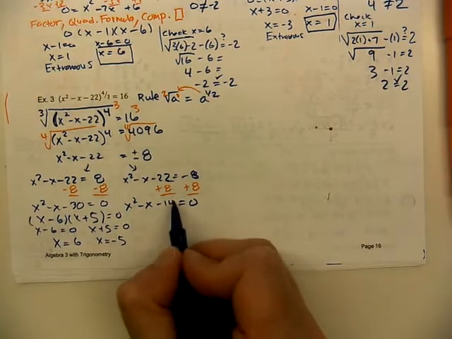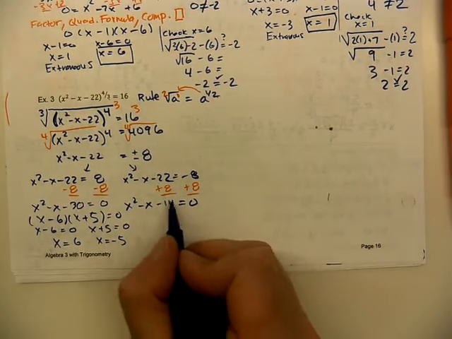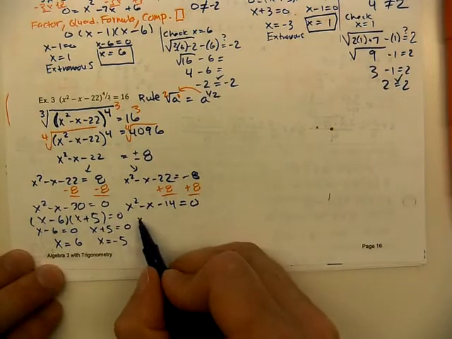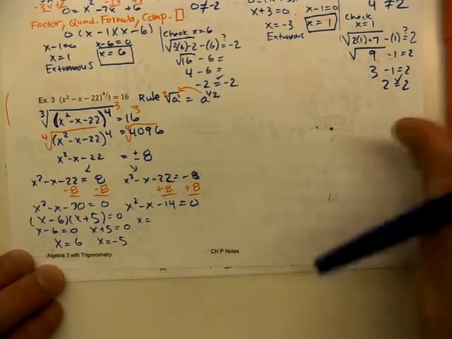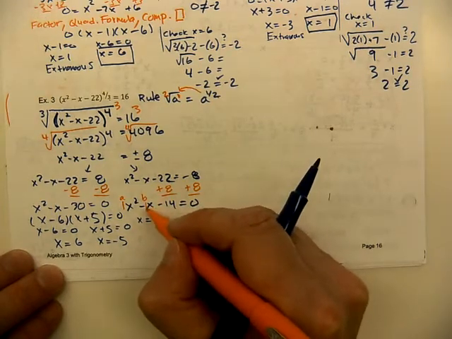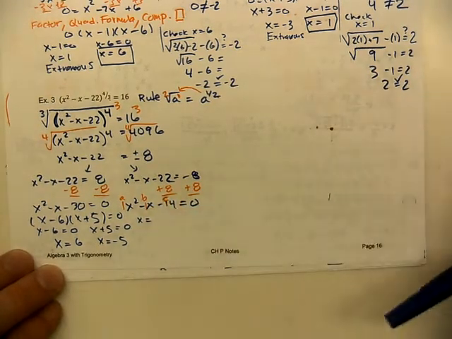Factors of 14 would be 7 and 2, and there's no way to add or subtract 7 and 2 to give us a -1 on that middle term. So that means we have to use the quadratic formula. So x equals, so remember your A and your B and your C. So this is your A, this is your B, which is a -1, and that's your C of -14.